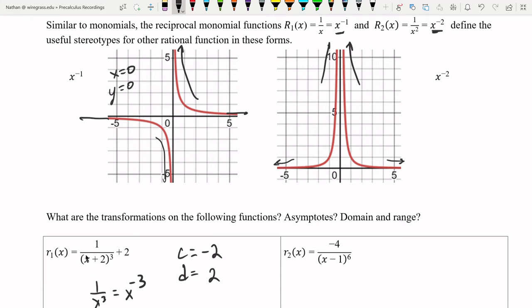Again, you can see that down here: -2 gives you 0 in the denominator. And the horizontal asymptote is going to be shifted up by 2 units, since the whole thing gets shifted up by 2 units. So the horizontal asymptote is going to be at y equal to 2.